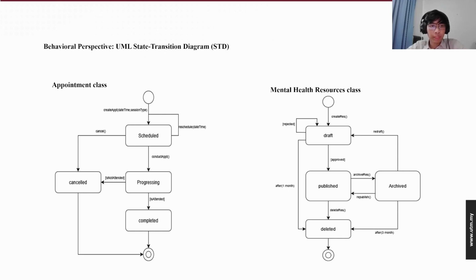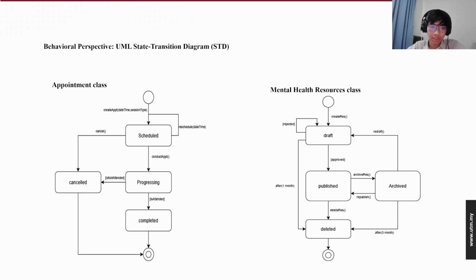First, for the appointment class, an appointment is created with its date, time, and session type, which sets it to the scheduled state. Then in the scheduled state, it can be rescheduled with a different date and time, which still maintains the scheduled state with different data. Then it can either be cancelled, which transitions it to the cancelled state, and after the cancelled state, the state transition finishes, or it can be conducted, which changes it into the progressing state.